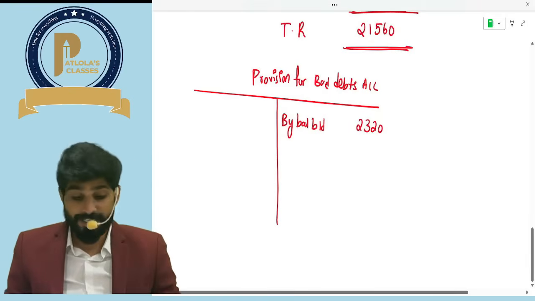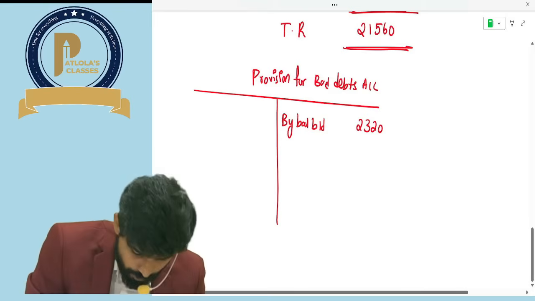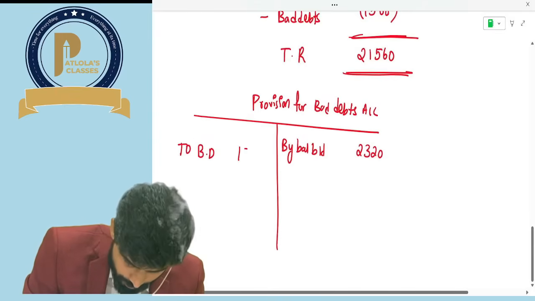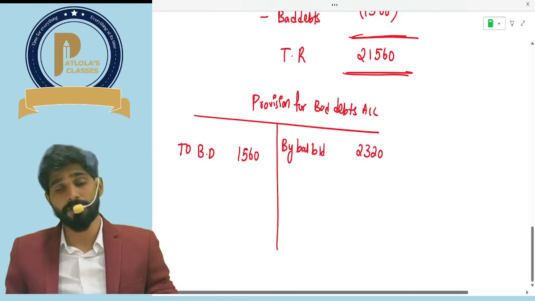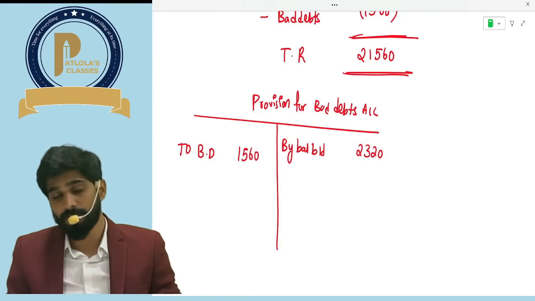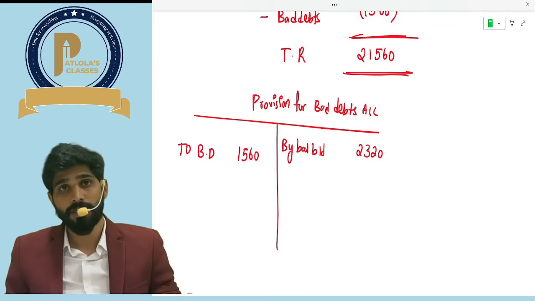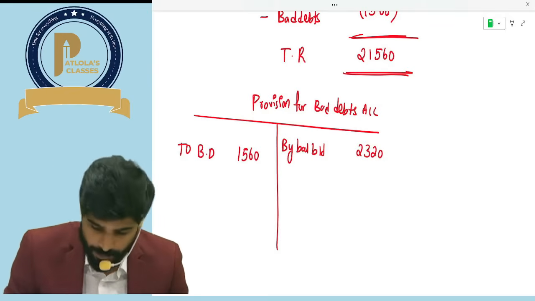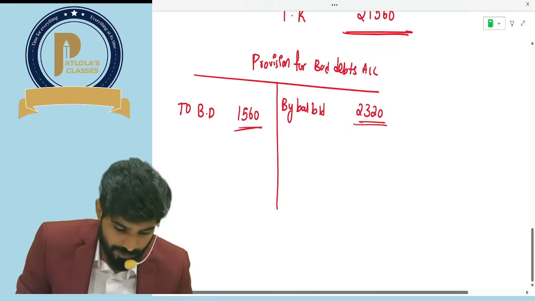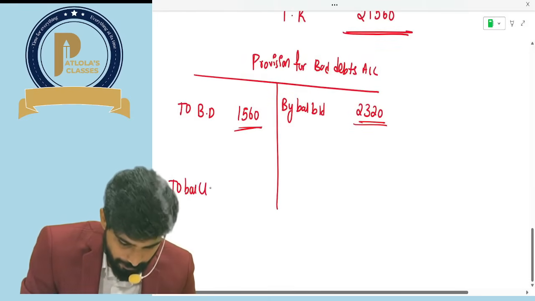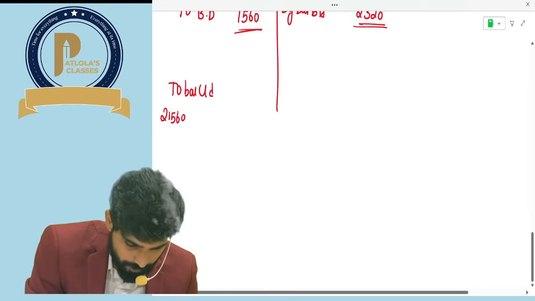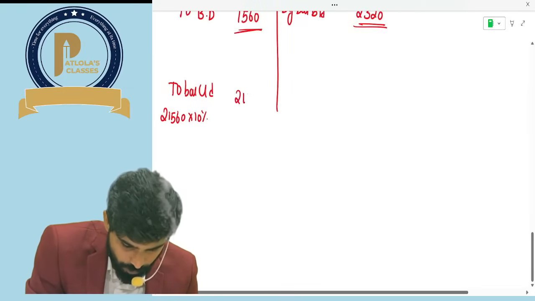And bad debts will be written off against provision for bad debts, so it will be to bad debts. How much is the bad debts amount? 1560. Sir, bad debts you have already reduced from debtors. Now why are you again reducing here? Because we are under double entry. It will be reduced from trade receivable also, and it will be adjusted from provision also. 2320 minus 1560 we have adjusted, but they are saying that the closing provision to balance carried down shall be equal to 21560 into 10%. That is nothing but 2156.